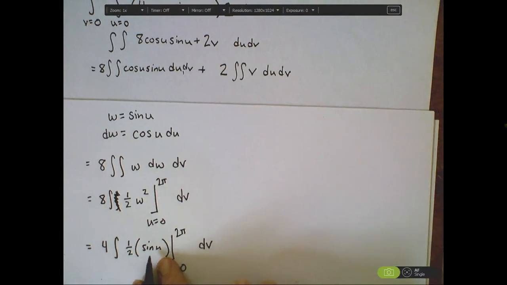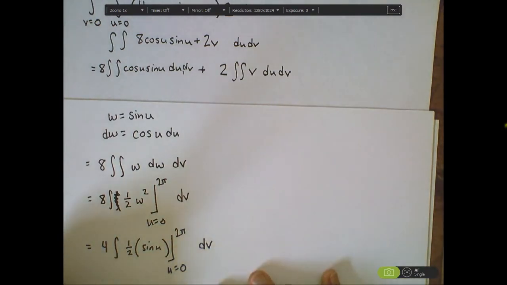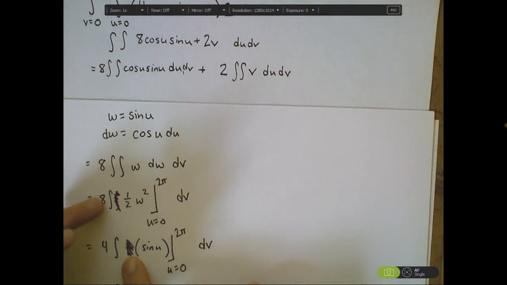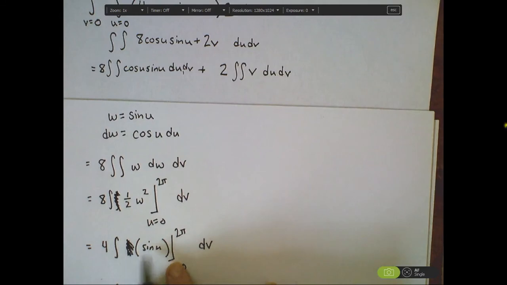I'm plugging in 2 pi. The sine of 2 pi is 1. So this is equal to 4 times the integral. Oops. This 1/2 is where the 4 went to. Okay, sorry. So I did 8 times 1/2 to get the 4, so there's no 1/2 left here. But what is the sine of 2 pi? The sine of 2 pi is 1, but the sine of 0 is 0, but it's also 1. And so this whole thing is going to be 1 minus 1, which is 0.